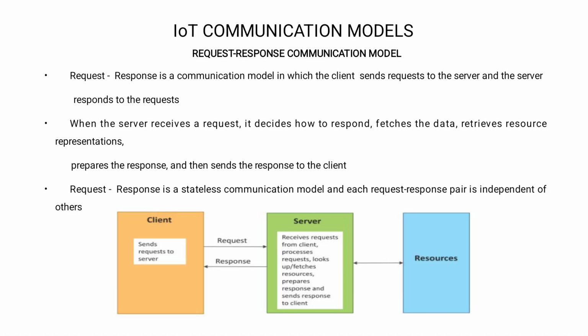IoT communication models. The first one is the request-response communication model. Request-response is a communication model in which the client sends a request to the server and the server responds to the request. When the server receives the request, it decides how to respond, fetches the data, retrieves the resource representation, prepares the response, and then sends the response to the client. Request-response is a stateless communication model and each request-response pair is independent of the others. This diagram shows the request-response communication model.